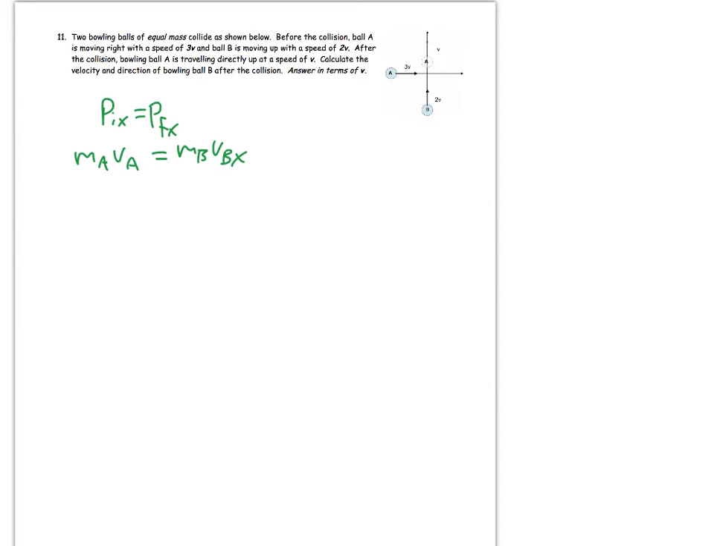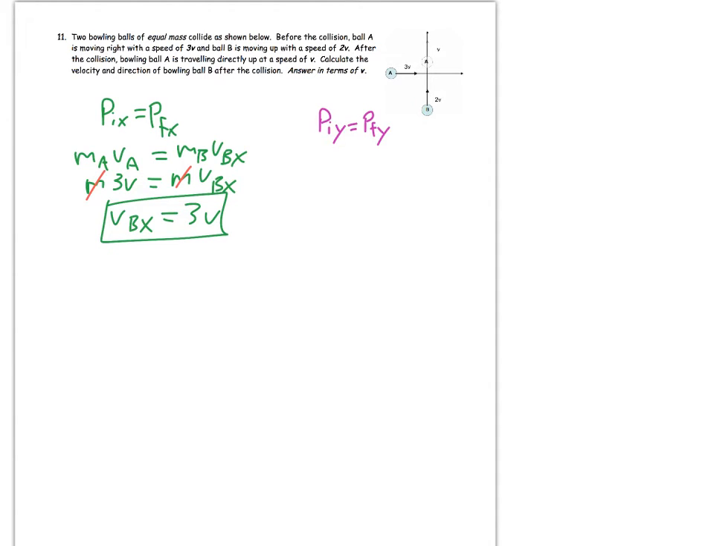So I can plug in the things that I know. I know the mass of both of them is m. I know that A has a speed of 3v before the collision. B also has a mass of m since they're identical, and so I can solve for the x velocity of B afterwards by canceling out those m's, and I just get that vbx, the x component of its velocity afterwards, is 3v.